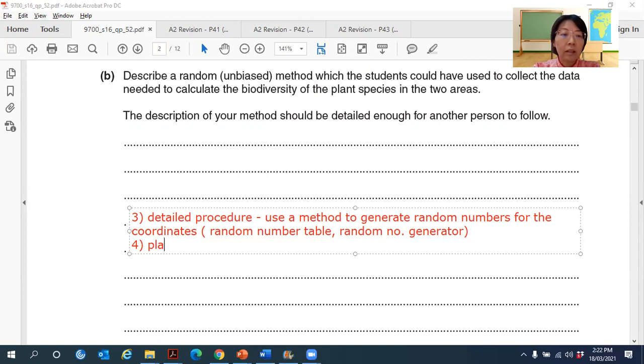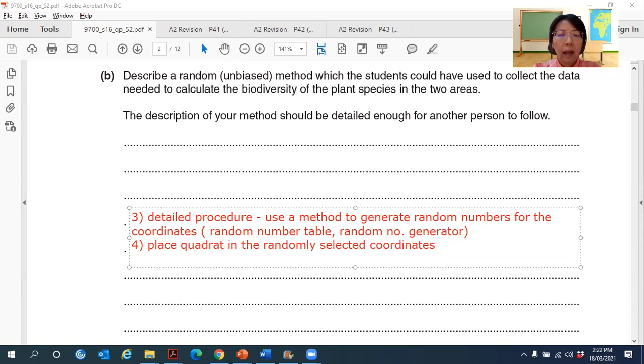Okay, and then you place your quadrant in the randomly selected coordinates. Okay, place your quadrants. If you look at the mark scheme, it is stated that students need to spell the quadrant correctly. So you need to spell the quadrant correctly in order to get 1 mark for point number 4 here. If the spelling is wrong, according to mark scheme, they will not give mark for this sentence. So therefore, you have to pay attention to ensure the spelling that you write is correct.